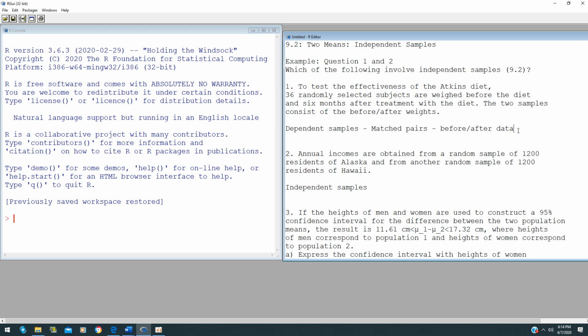So do not forget that if you want to do a question like number 1, you have to do 9.3. If you want to do question number 2, you will be looking at 9.2, which is in this section.